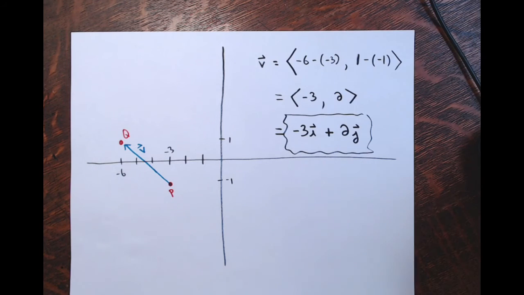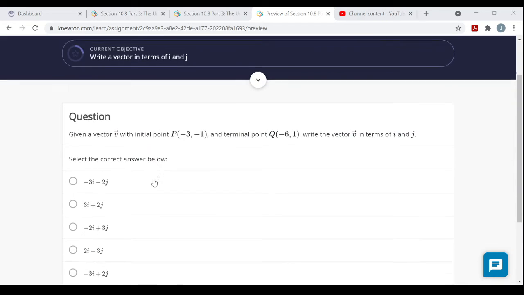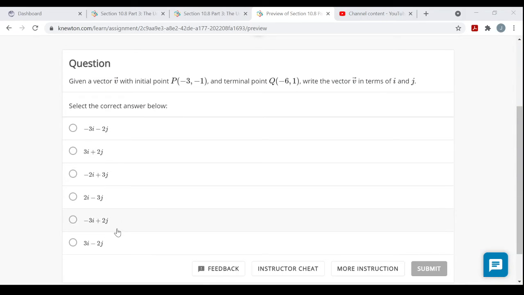And that's it. And again, I hope you watched the first video. I did a little more explanation there. I'm just going to do the problem in this one. So -3i plus 2j would be the ij notation for this vector v from point P to point Q.